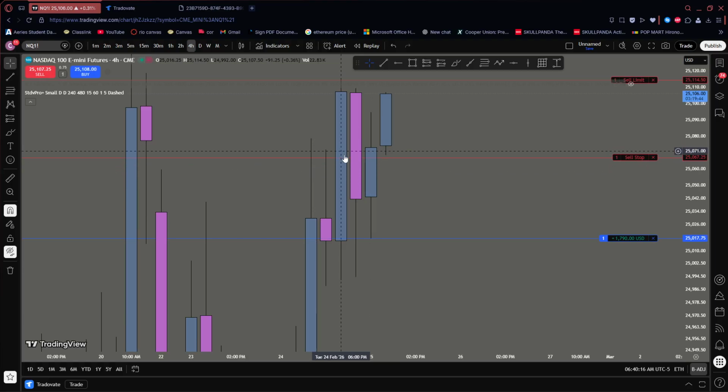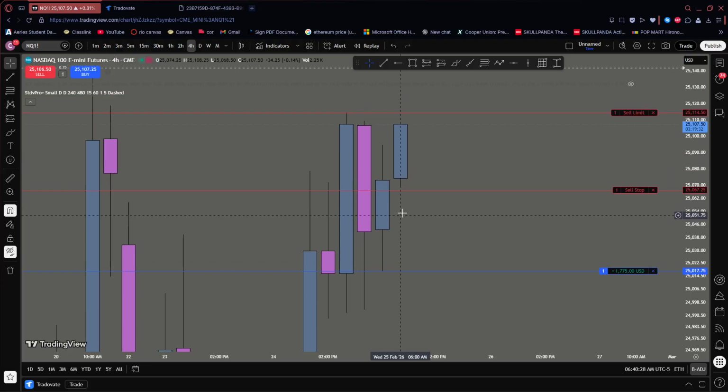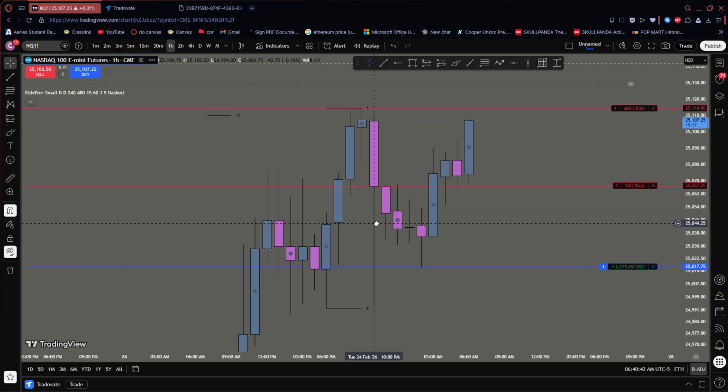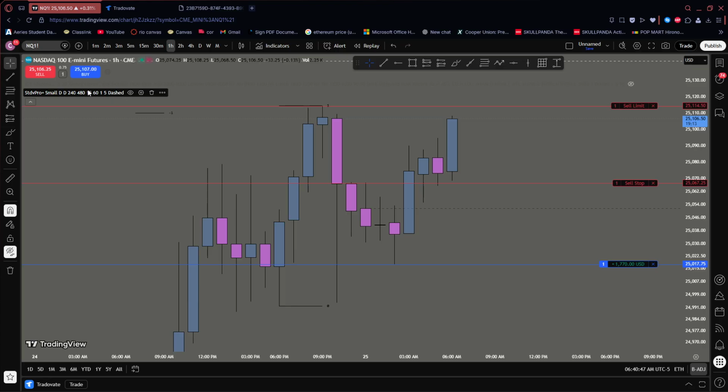I'm gonna speak in terms of this pink candle because this is where price was when I was looking for the trade. So this is what I'm gonna be using as a reference point. So we just tapped into it. We went down here, but then we were rejecting around this point. I had, hold on, let me pull up the screenshots as well.